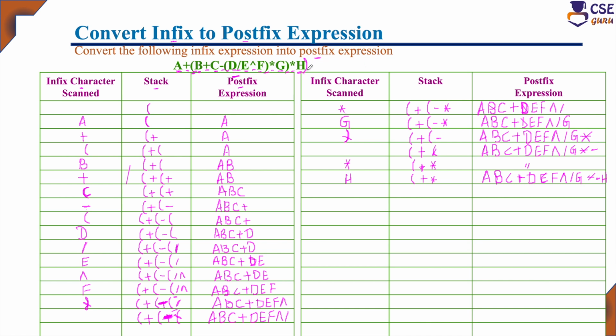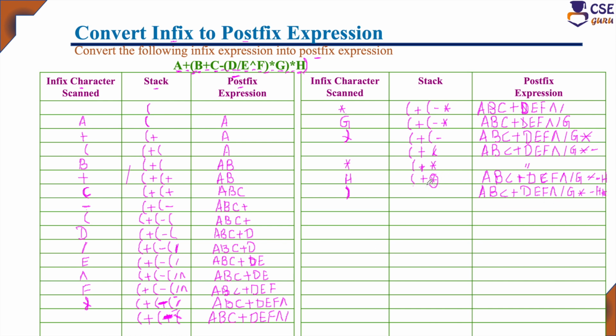And next it is a closed parenthesis. Until you encounter the first open parenthesis, pop each element from the top of the stack and place it in the postfix expression. So first you have to pop star and place it in the postfix expression. Next you have to pop plus and place it in the postfix expression. Okay. So the postfix expression will be ABC plus DEF exponent division G star minus H, and then you have to pop the top element of the stack, that is multiplication operator, and place it in the postfix expression.